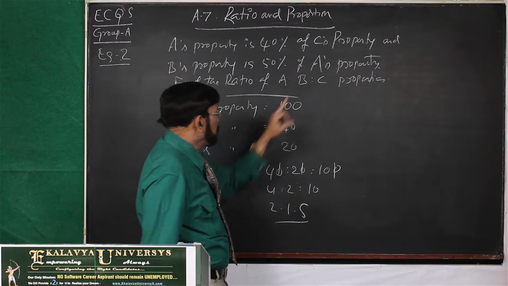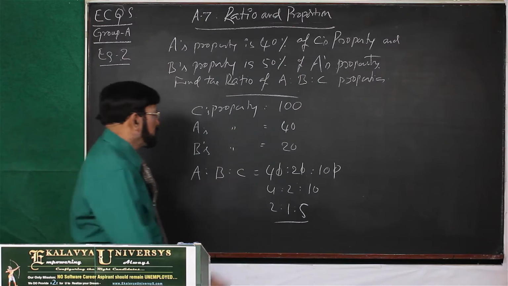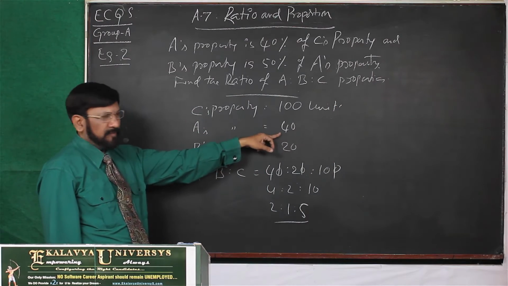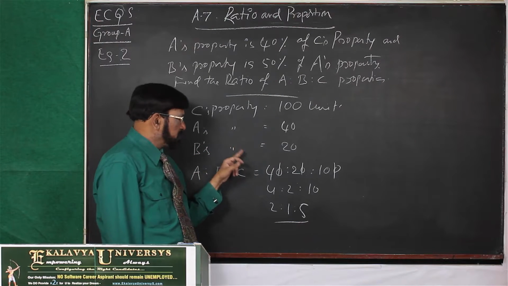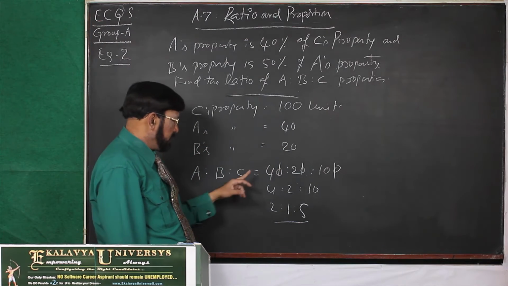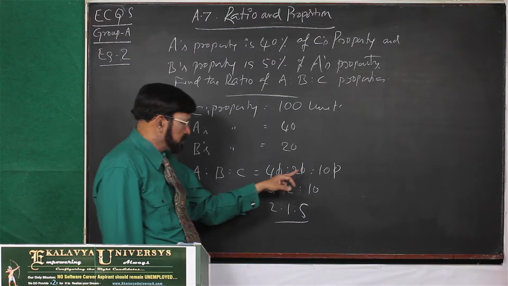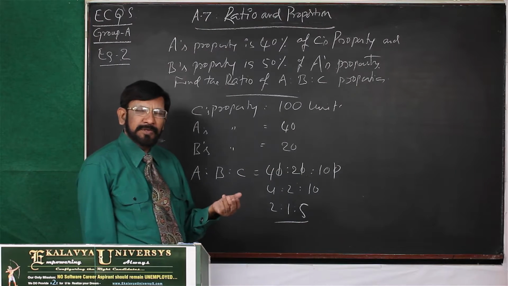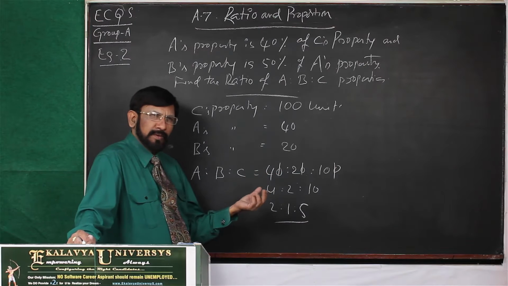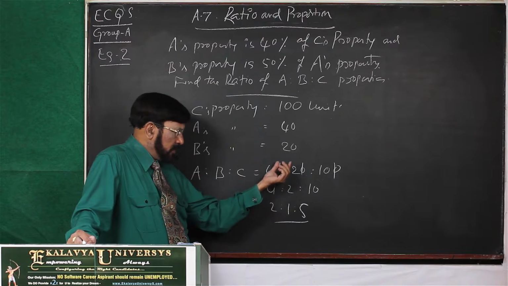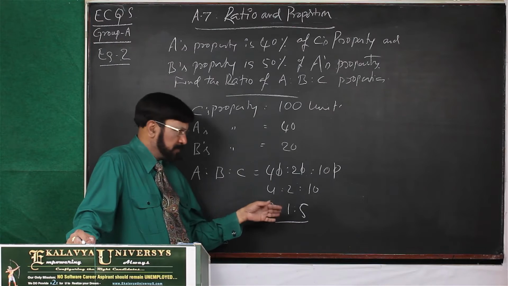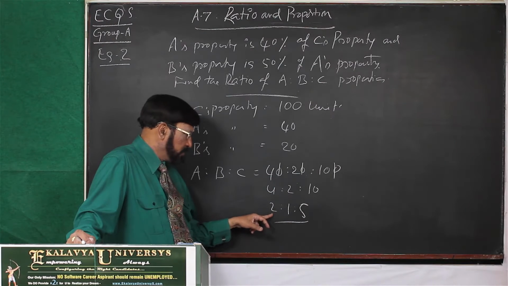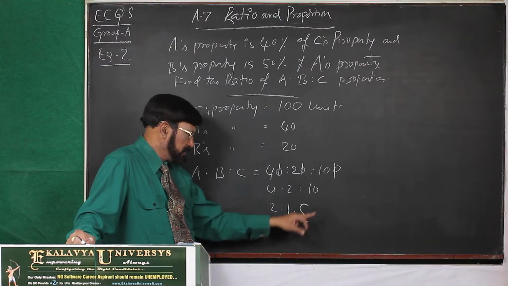So, C is the origin, you assume it as 100 units, then A's is 40% of that, 40, and B's is 50% of A's, that is 20. Then you put in the order 40 is to 20 is to 10. When you simplify it, the principle is that if a ratio is divided by the same number, the value of the ratio never changes. So, 40 by 20 is 2, 20 by 20 is 1, 100 by 20 is 5.